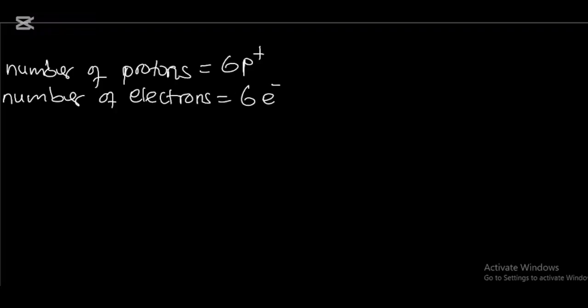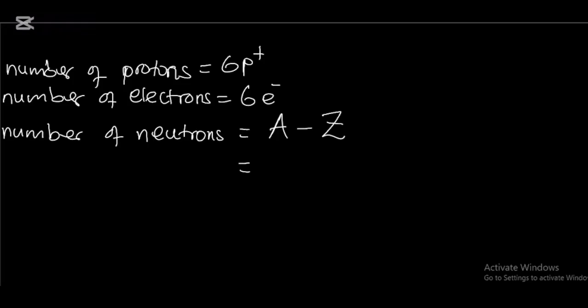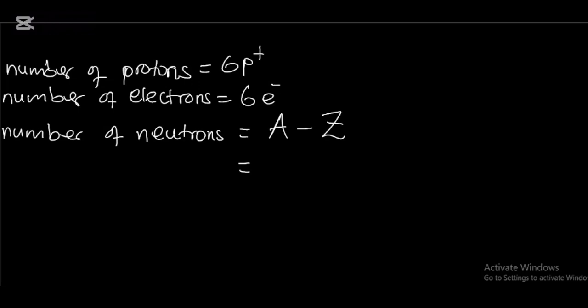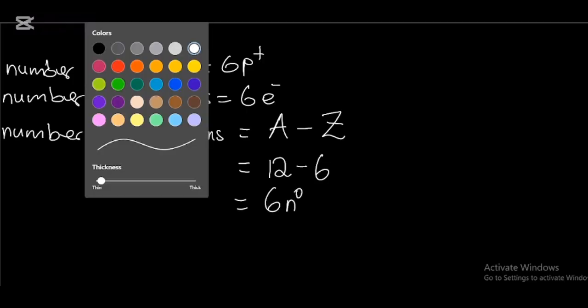So the number of neutrons will be equal to the atomic mass minus the atomic number. The atomic mass of carbon is 12, so it's going to be 12 minus the atomic number, which is 6. 12 minus 6 is 6, so we have 6 neutrons. So let's go ahead and draw the structure.